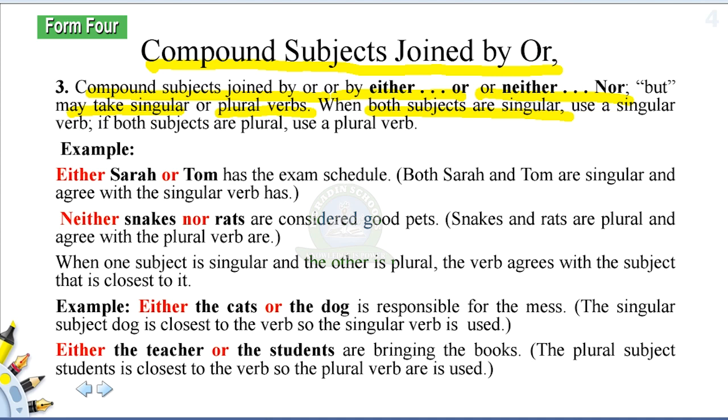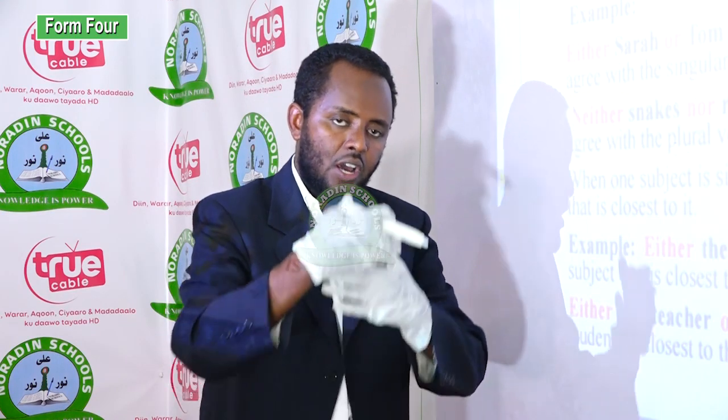Either Sarah or Tom. Look at the example. Either Sarah or Tom has the exam schedule. So if you have either Tom or Sarah, you use has. Has is a singular verb. So both Sarah and Tom are singular and agree with the singular verb has. So either Sarah or Tom has the exam schedule.